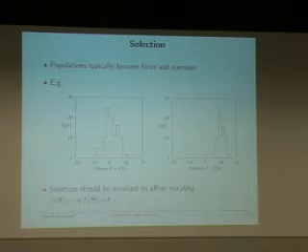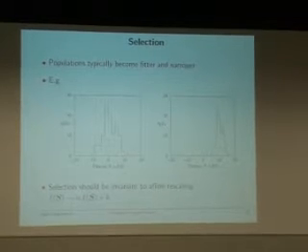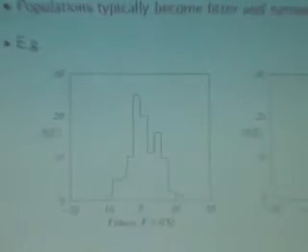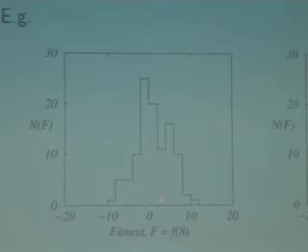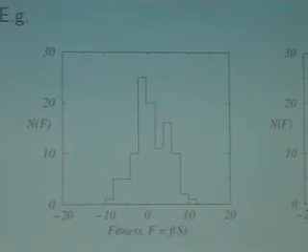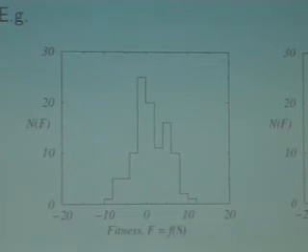Okay, so what about selection? One of the things about selection is that populations typically become fitter, which is what you want, but they also become narrower. That's produced by selection, because if you're selecting from a population, you're increasing the numbers of particular members of the population, so you get an increase in the average fitness and a narrowing of the population.